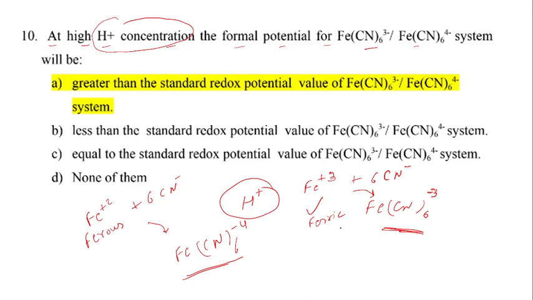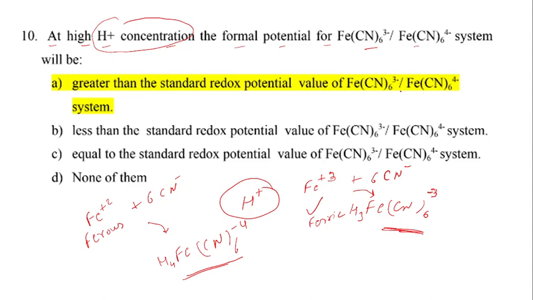So both are negative species, so they will make bond with hydrogen ion. There are 4 hydrogens attached here, and here 3 H can be attached. So this type of species will be formed. What the question is asking: at higher H plus concentration, the formal potential of the system will be greater than the standard redox potential value of.